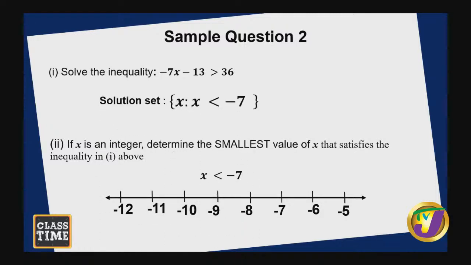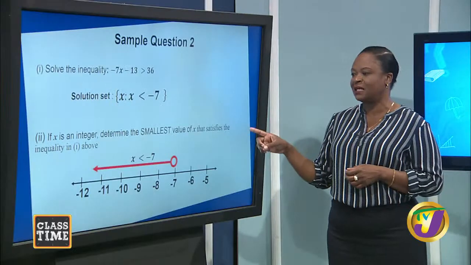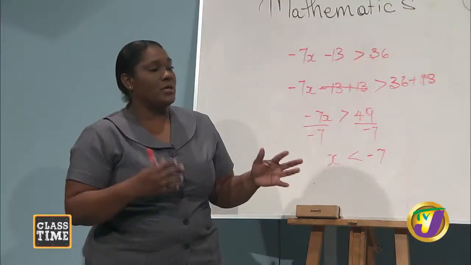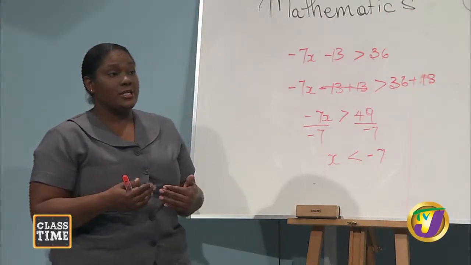Yes, that is what we have for our solution set represented by the set builder notation. And of course, here, when we go to II, or number 2, it says the smallest value of x to satisfy. And they are also requiring an integer.